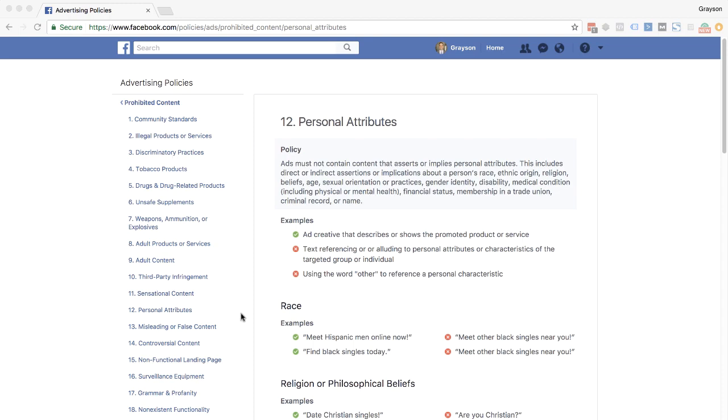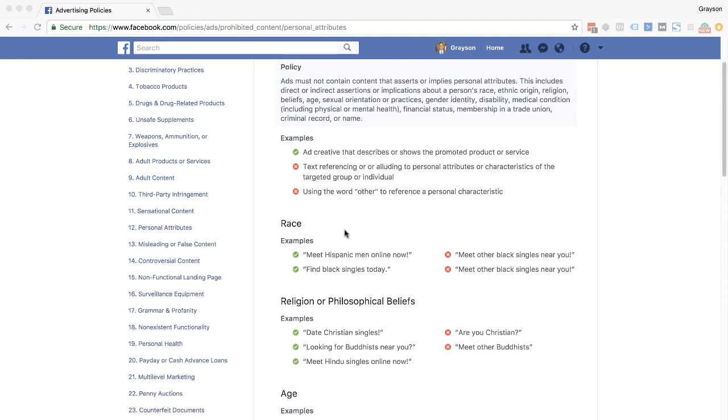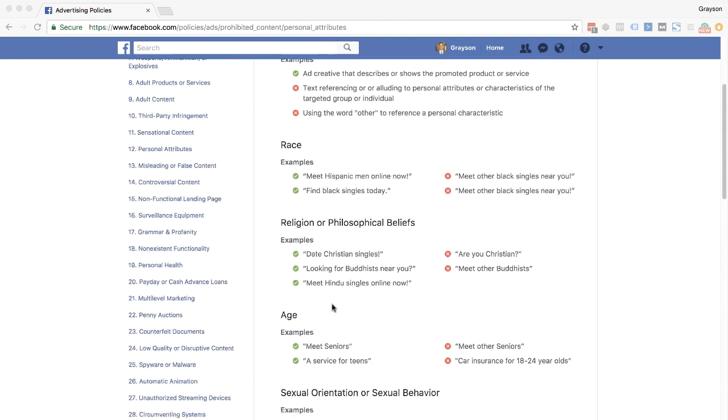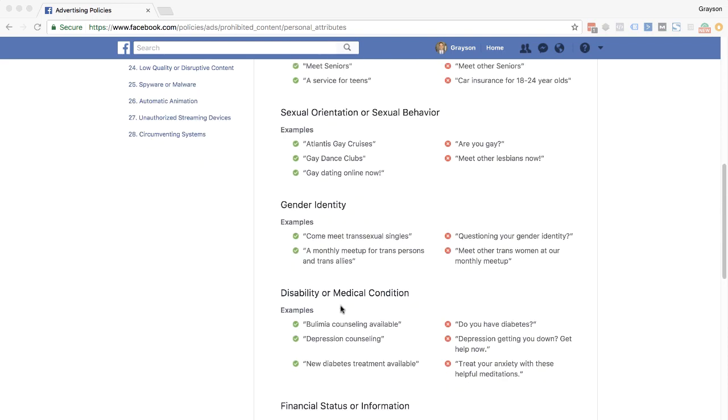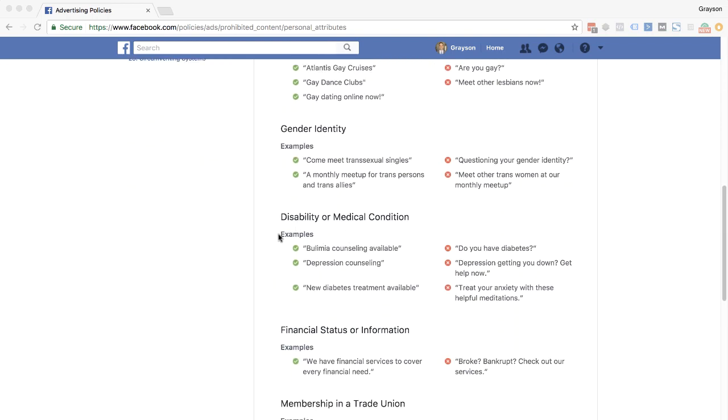But I just want to point these out so you know where to find them. Okay, so like I said, there's really three main policies that we need to pay really close attention to because most of our ads are going to touch on these. The first one is personal attributes. So this is a tough one to dance around because we are talking to specific people with specific problems, but the way that we position the ad will depend on whether it gets approved or not. So you can see here, they give us a lot of examples for race, religion, age, sexual orientation, gender identity, disability, medical conditions. So actually, this is one we really need to pay attention to.